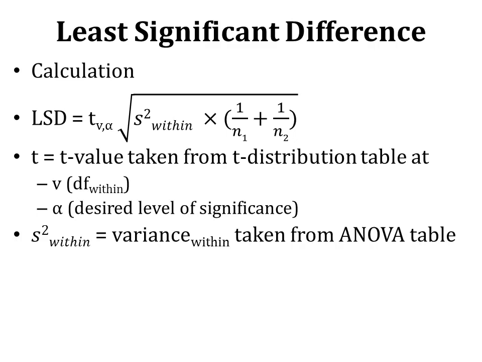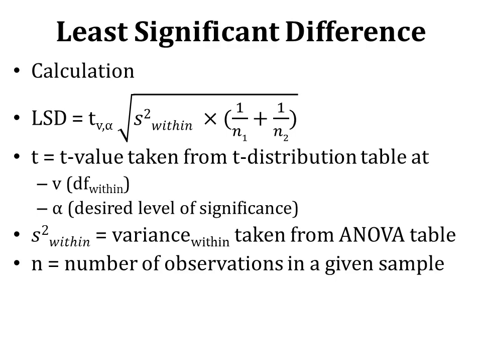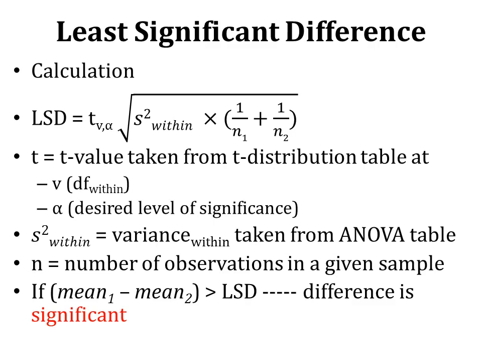So you see that this test is performed after you have performed your main statistical test, right? You are taking the input from your main statistical test, and then you calculate the LSD. n is the number of observations in a given sample. Because we are doing the pairwise comparison, we take the number of observations in both of the groups that we are comparing in one step. And if the difference between the mean pairs is greater than LSD, then that difference is said to be a significant difference.